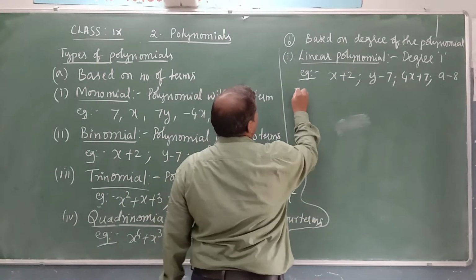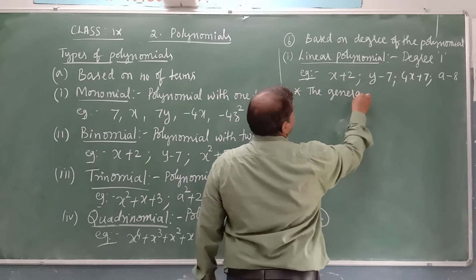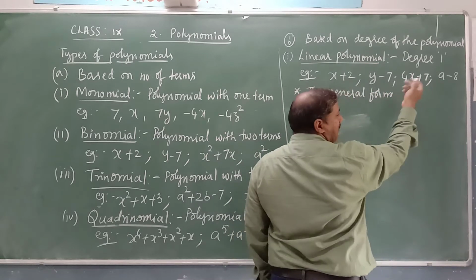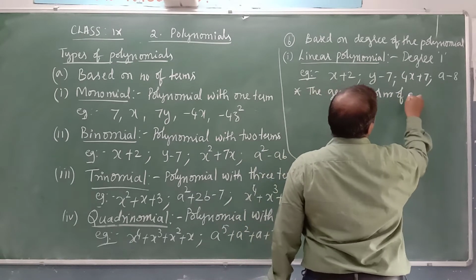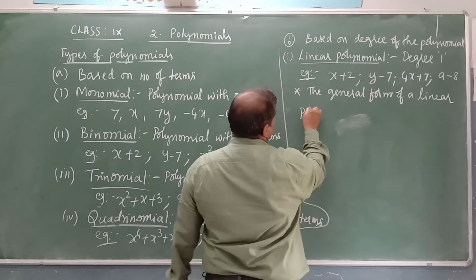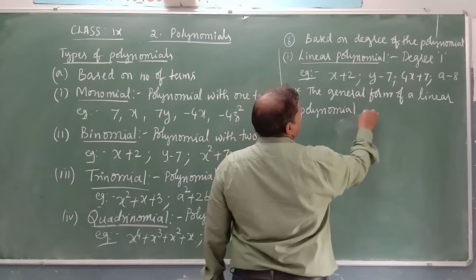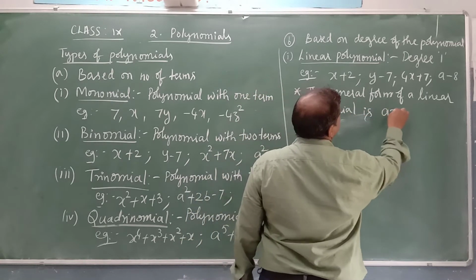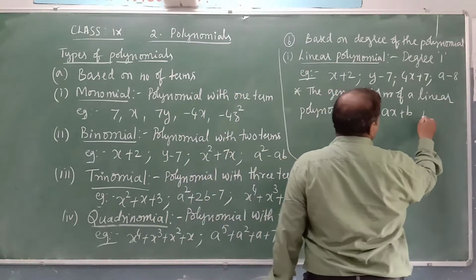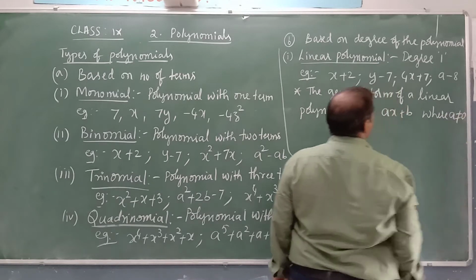Now the general form or standard form of a linear polynomial. What is the general form of a linear polynomial? Yes, it is ax plus b, where a is not equal to 0.